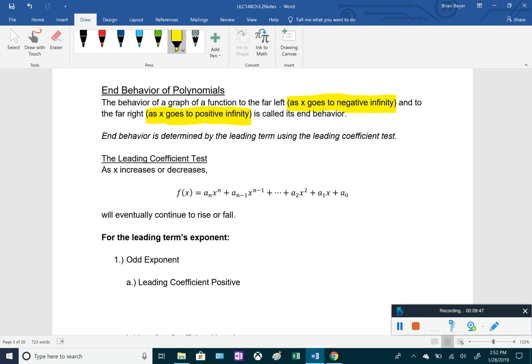So the idea for the end behavior of polynomials, as x goes to positive infinity or x goes to negative infinity, so as it increases or decreases without bound, the polynomial function, just that big nasty looking function, will eventually continue to rise or fall. So what that means is that it's either going to go to positive infinity or negative infinity. So as x goes to positive or negative infinity, so will the y values, so will the function values. Okay, so there's going to be 4 different cases here.